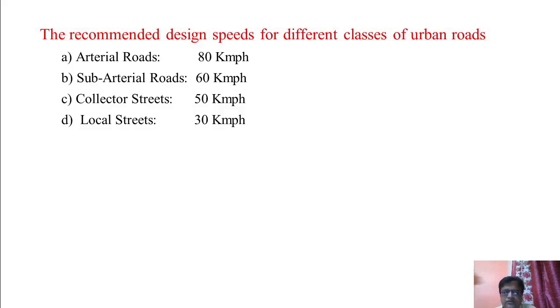So for arterial roads, it is 80 kmph. Subarterial roads, if you remember the classification in the first module of highway engineering, I will discuss about this: arterial roads, subarterial roads, also collector street and also local street. Subarterial roads it is 60 kmph, collector streets it is 50 kmph, and the local streets it is 30 kmph. All the roads have to be designed for these design speeds.